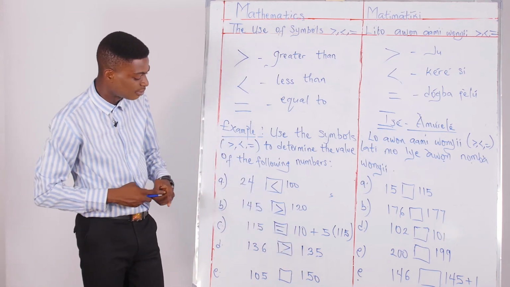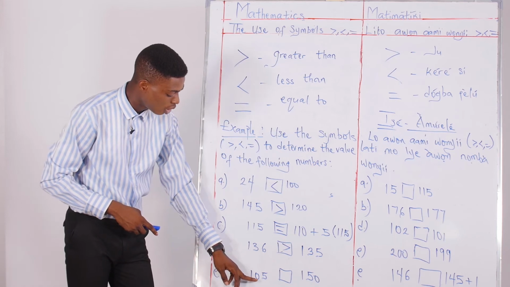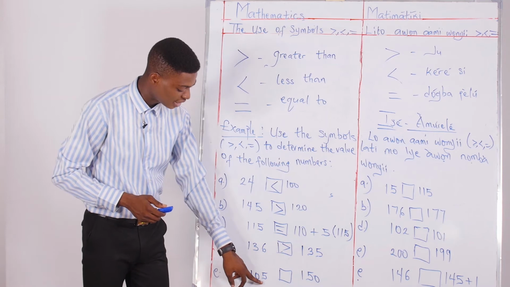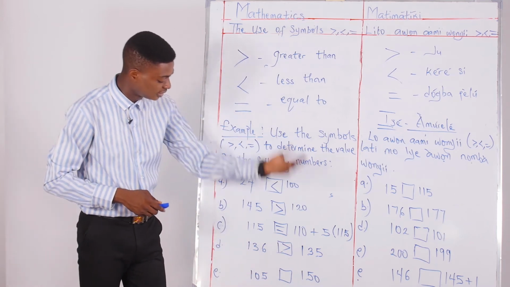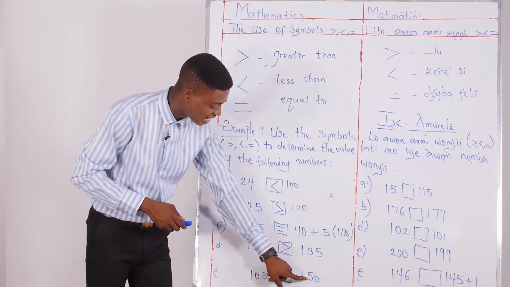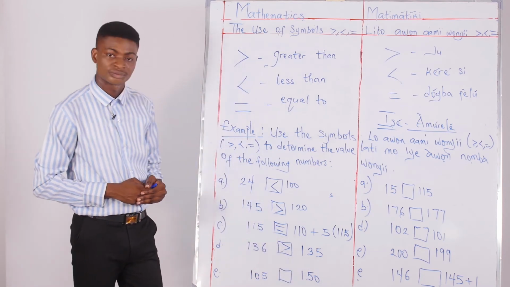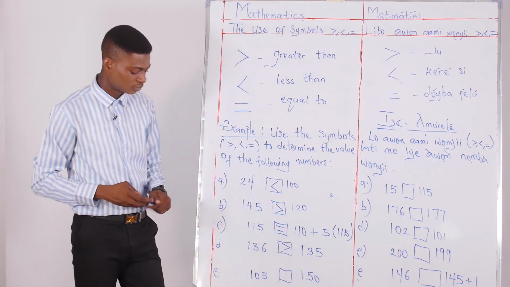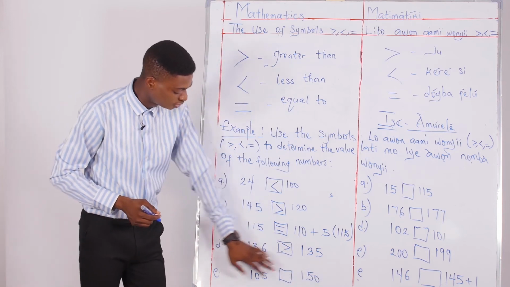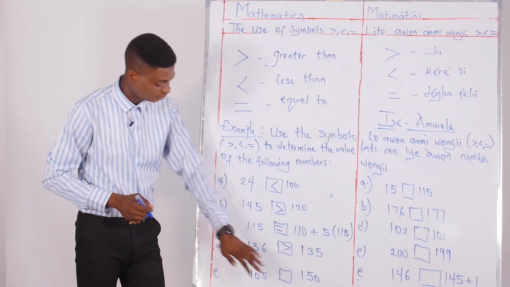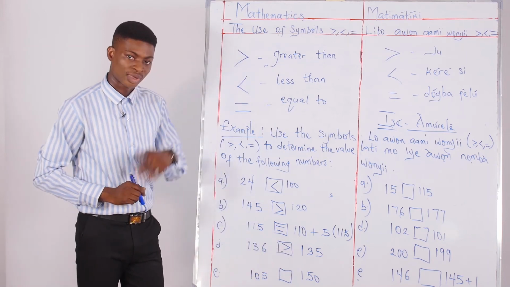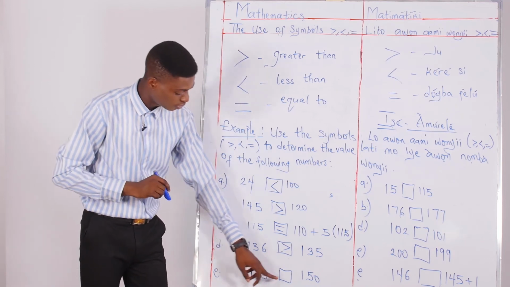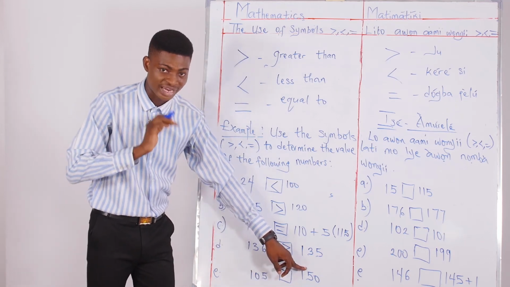Now to the last example. I have 105. And on this side, I have 150. First, the hundreds are the same. 1, 1. Now the tens. Here the 10 is what? 0. While this one is 5.